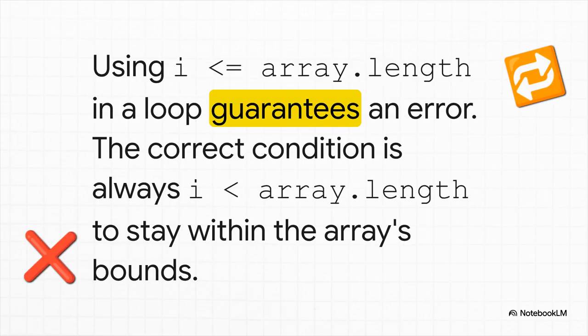And this right here, this is usually what causes that off by 1 error. Because arrays start at 0, that last valid spot is always length - 1. So your loop condition has to be i < array.length. If you use less than or equal to, you are absolutely 100% guaranteeing a crash on that last loop. It's just a recipe for disaster.